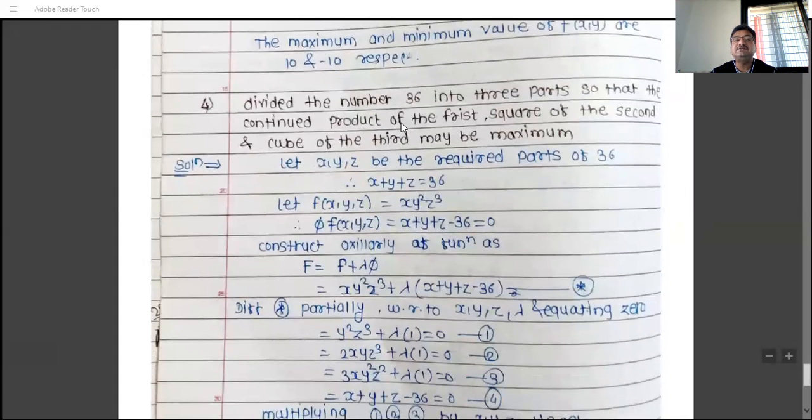Then next problem: divide the number 36 into 3 parts so that the continued product of the first, the square of the second, and the cube of the third may be maximum. Let x, y, z be the required parts of 36. So we have to divide this number 36 into 3 parts.